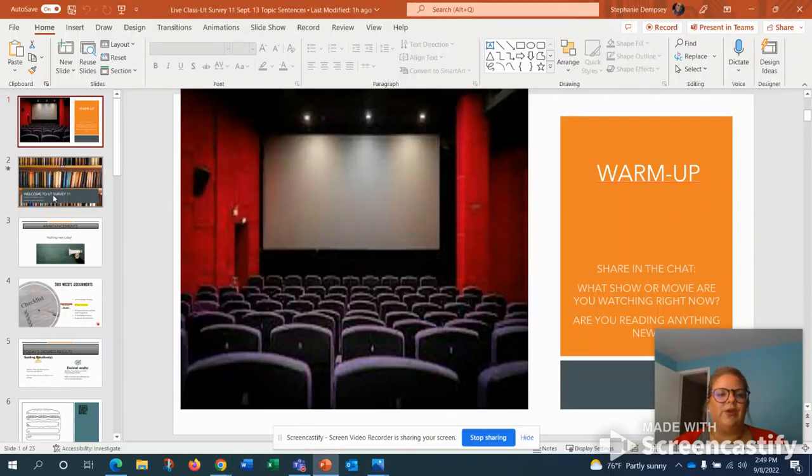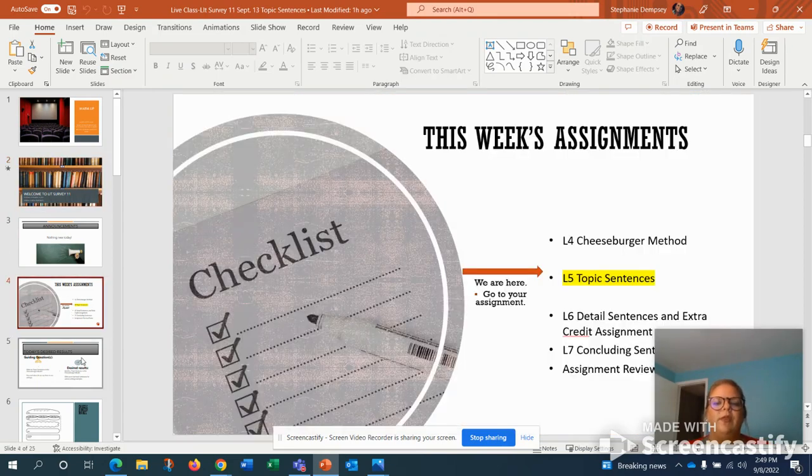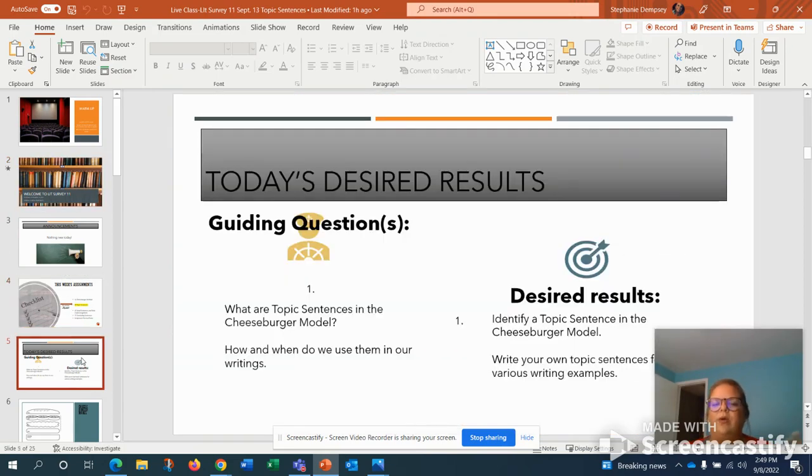Good morning, guys. So today what we're going to be working on is topic sentences in Lit Survey 11. You've been working on the cheeseburger model. So we're going to try to figure out what topic sentences are in this model and identify a topic sentence in the cheeseburger model. Write your own topic sentences for various writing examples.